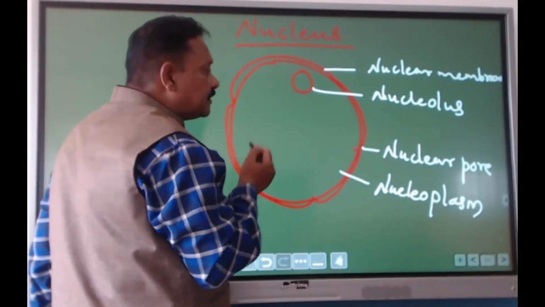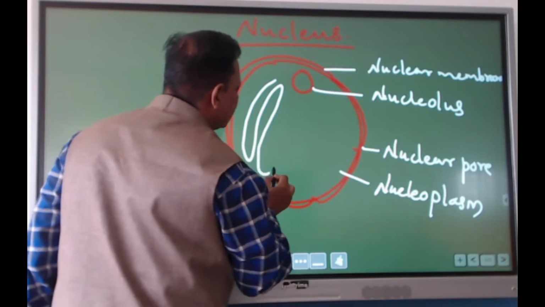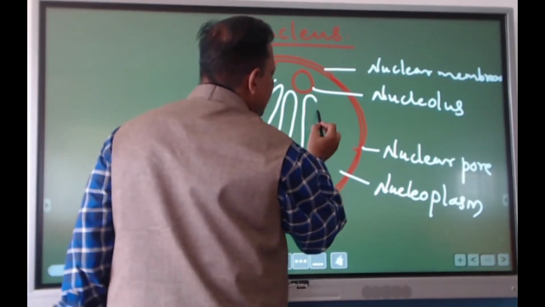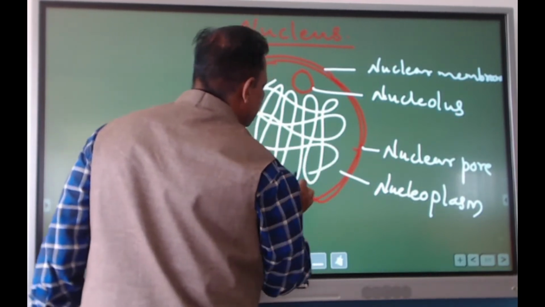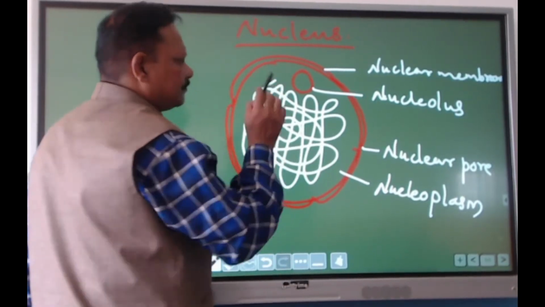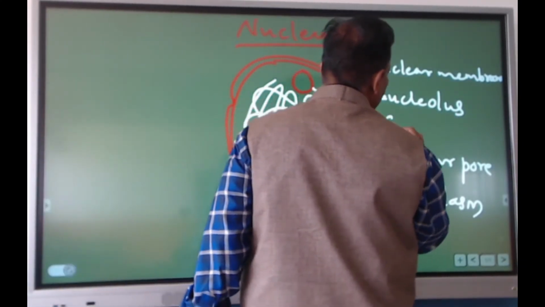And then inside see long elongated thread-like structure. It is irregularly woven inside. So like this, the bundle is formed. And this bundle, you are calling it as chromatin.